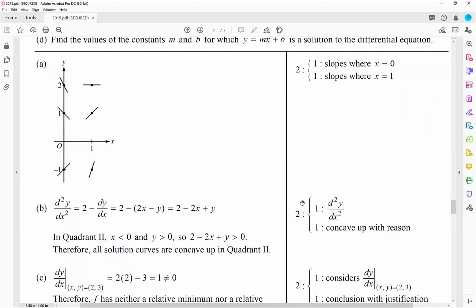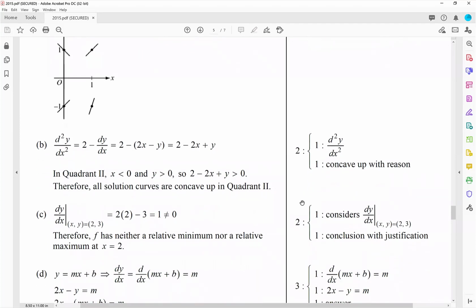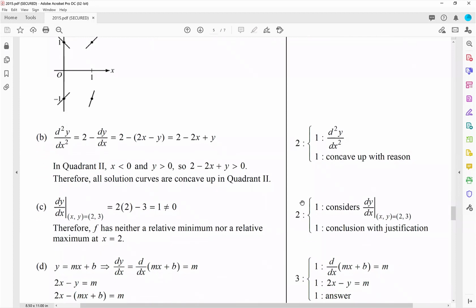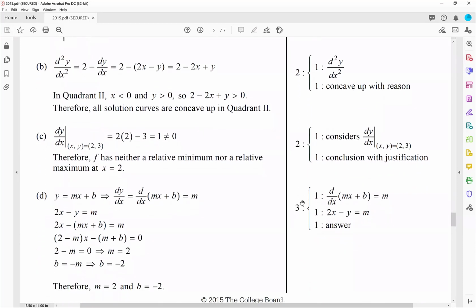So there it is. 2 minus 2x plus y. So they give you 1 point for that. And then 1 point for the concave up with reason. In quadrant 2, x less than 0, y is greater than 0. So 2 minus 2x plus y is always positive. Therefore, all solution curves are concave up in quadrant 2. So you do not have that linear line in quadrant 2. And it doesn't go through that quadrant 2 at all. It doesn't even touch. All right, letter C. There it is. Perfect. Therefore, f has neither a relative min nor a relative max at x equals 2.